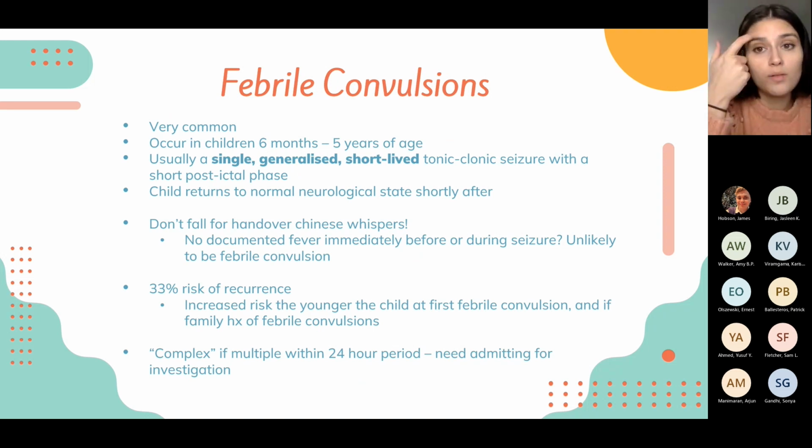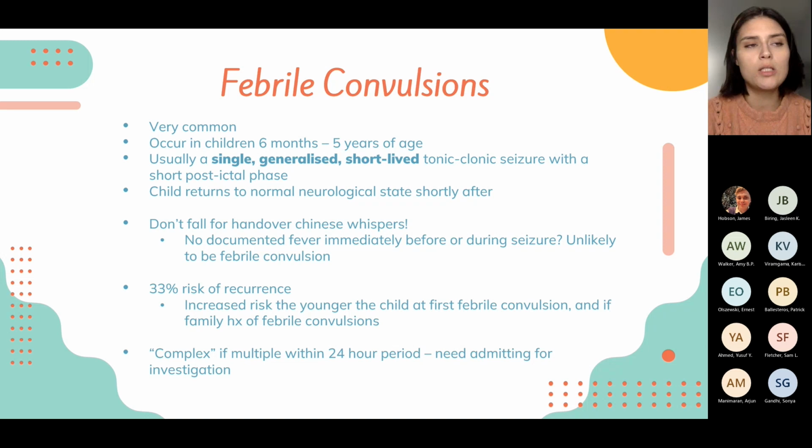So one really common cause of seizures in children is febrile convulsions. So it's not like an epileptic seizure. It's very, very common in children between 6 months and 5 years of age. It's normally a single episode. It's normally a generalized seizure, and it will be very short-lived compared to an epileptic seizure. It's usually tonic-clonic, and it will have a quite short post-ictal phase, but it should be there. And importantly, the child does seem to return to their normal neurological state quite soon afterwards.